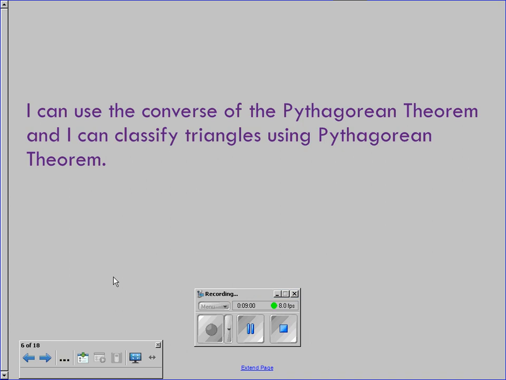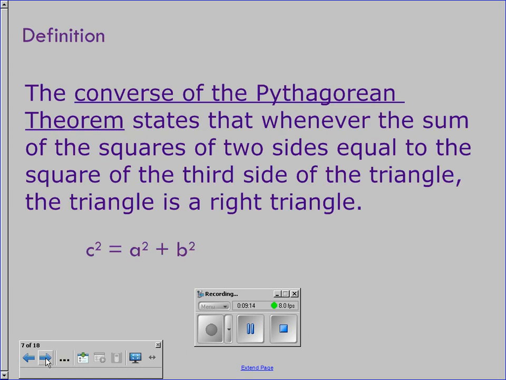Today's notes are on whether or not you can use the converse of the Pythagorean Theorem and whether or not you can classify triangles using the Pythagorean Theorem. So first we have a definition. The converse of the Pythagorean Theorem states that whenever the sum of the squares of the two sides equals the square of the third side of a triangle, the triangle is a right triangle.